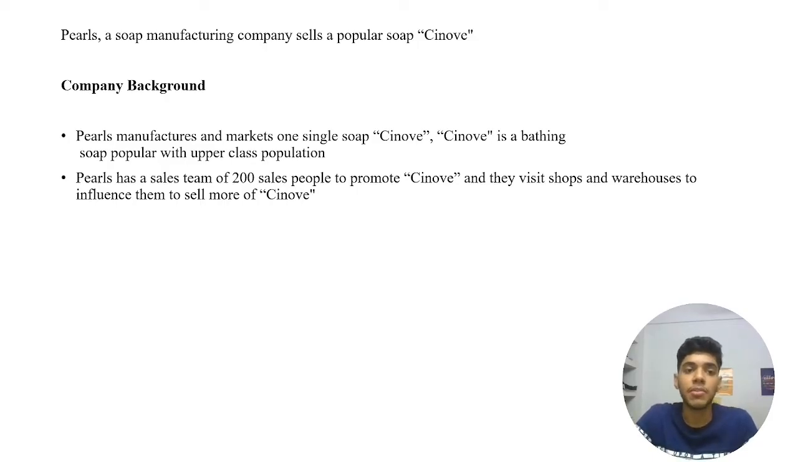So here, Pulse is a soap manufacturing company, and it sells a popular soap called Sinov. The company background is also given: it manufactures and markets only one single soap, Sinov, and it is popular with the upper class population. It has a sales team of 200 salespeople to promote it and visit shops and warehouses to influence them to sell Sinov.